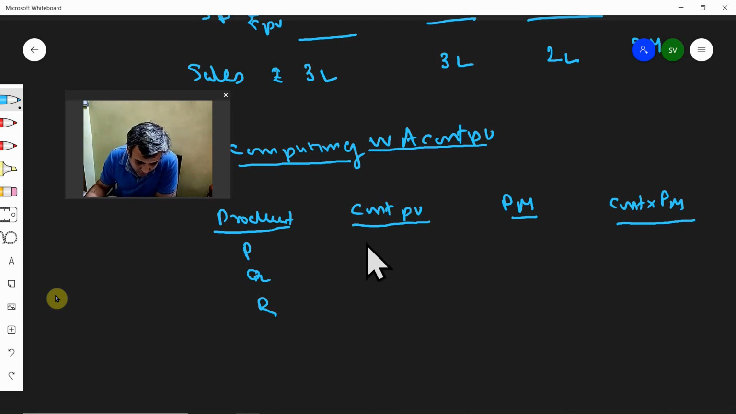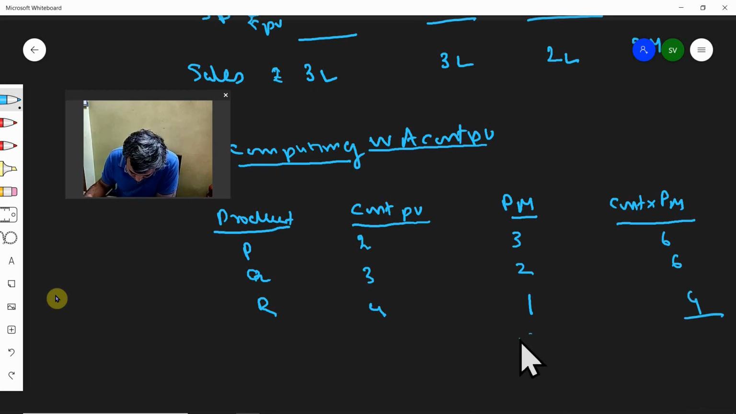So imagine given is contribution of P, let's say, is 2, Q is 3, and R is, let's say, 4. Some numbers I'm taking. And the ratio product mix is 3 is to 2 is to 1. So you multiply it. So what do you have? 2 into 3 is 6, right? And 3 into 2 again is 6, and 4 into 1 is 4.